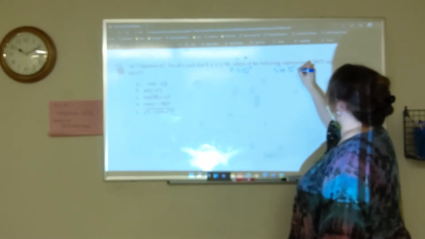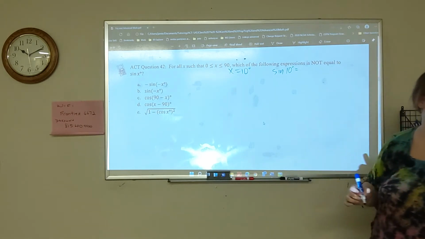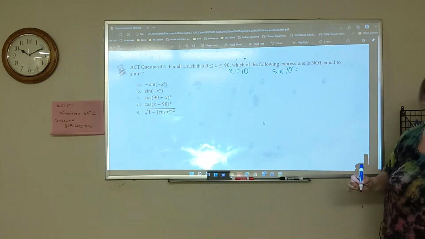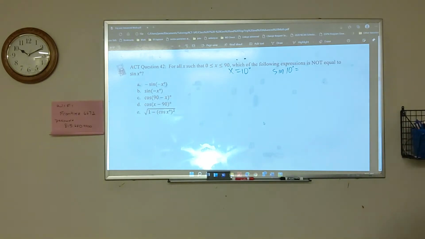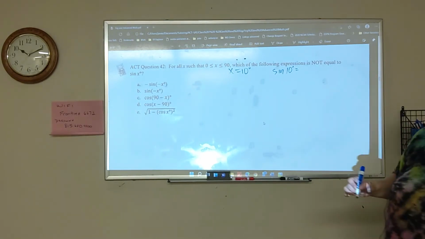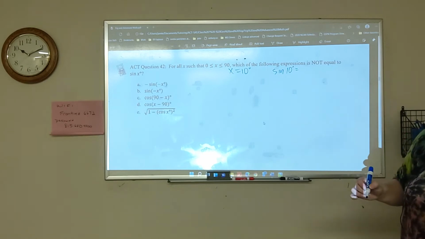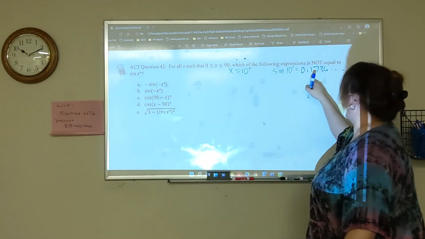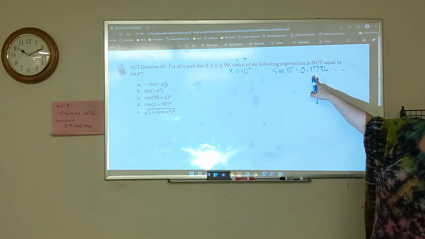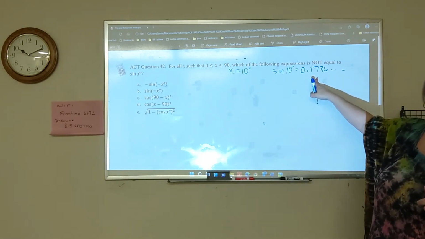What's sine of 10 degrees? Somebody run that through a calculator. What gross and disgusting decimal do you get? Okay, so that's what we're trying not to hit, because remember, we want the one that's not equal to it.